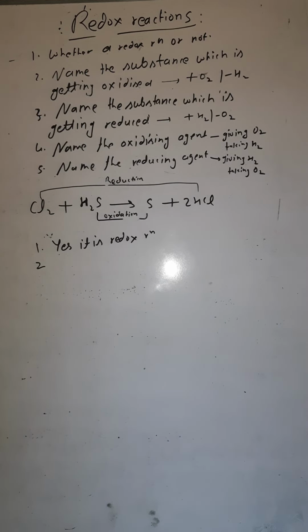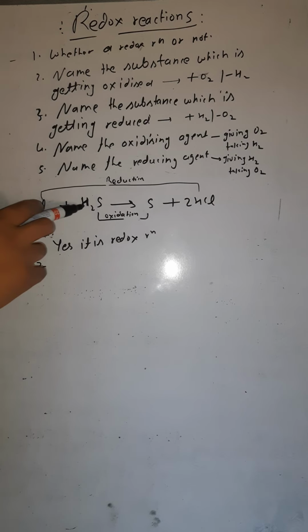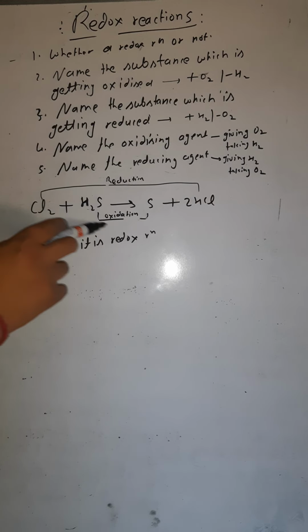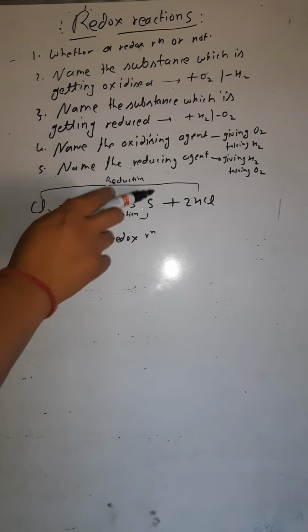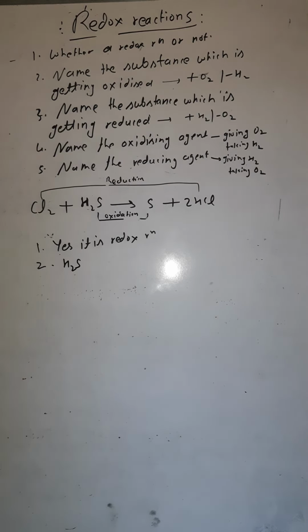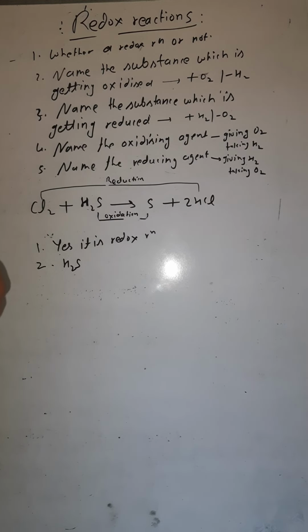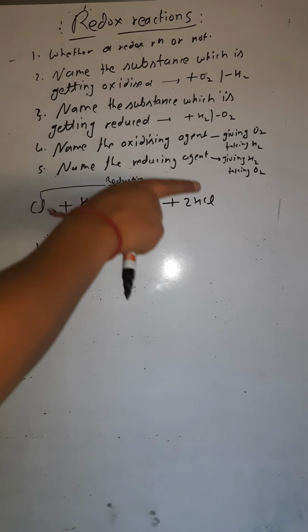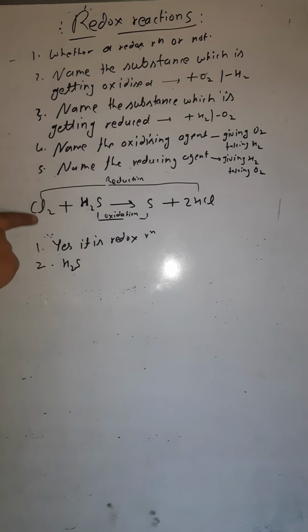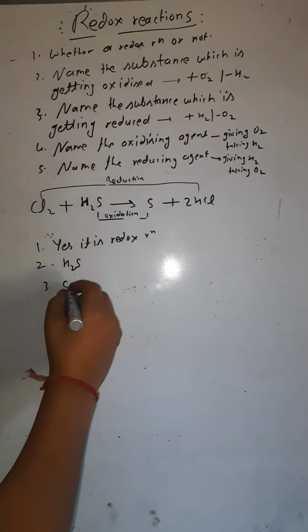Which substance is getting oxidized? Name the substance which is getting oxidized. H2S is getting oxidized. Look here, H2S is getting oxidized to sulfur. So answer number 2 would be H2S. Third one: name the substance which is getting reduced. Chlorine is getting reduced to 2HCl. So which one is the substance that is getting reduced here? It is chlorine. So answer number 3 would be chlorine.